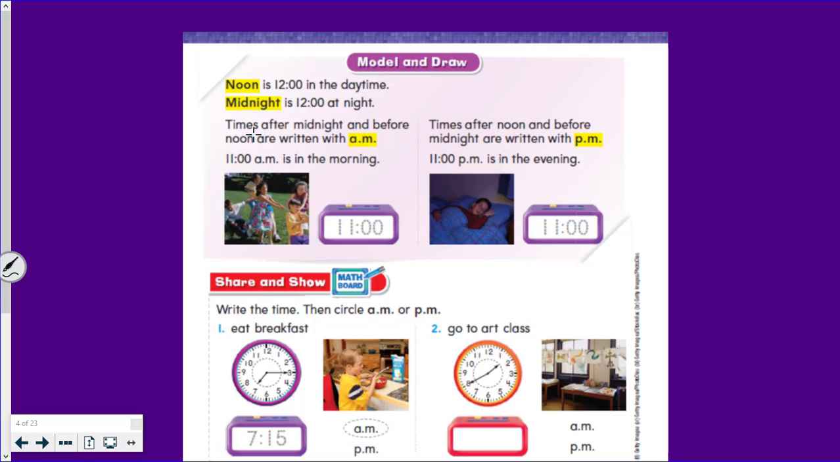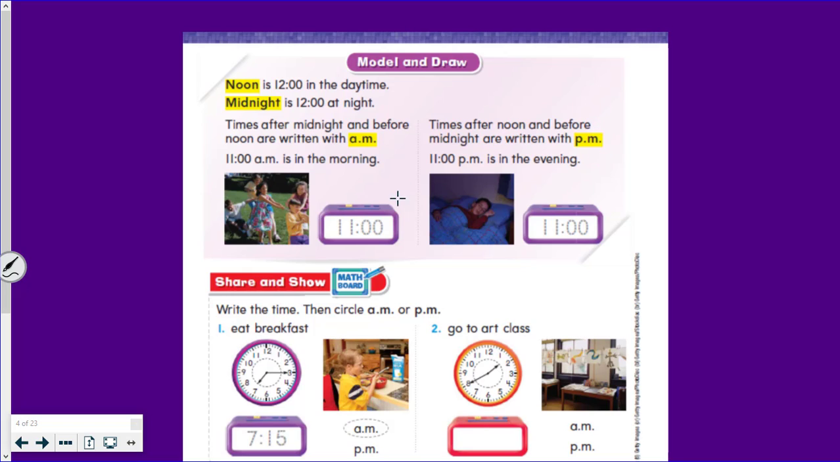So down here it says times after midnight and before noon are written with AM. So again, that's times after midnight, but before noon are written as AM. So 11 a.m. is in the morning. So at 11 a.m., we are getting ready to head outside to the mileage track or recess. Okay? Times after noon and before midnight are written with PM.